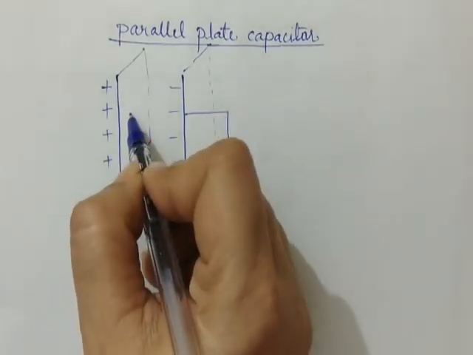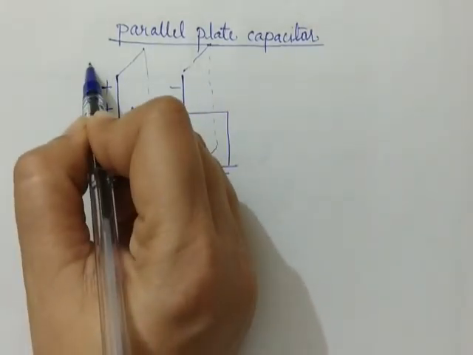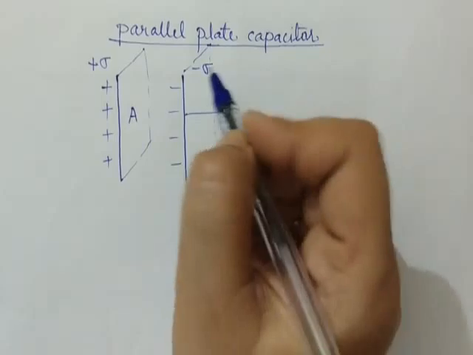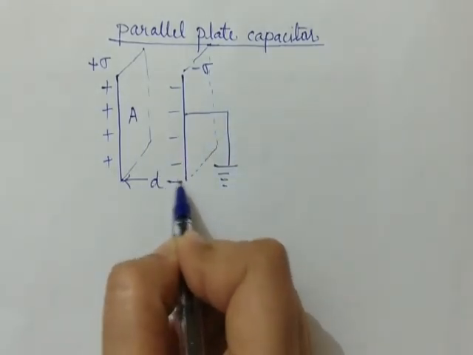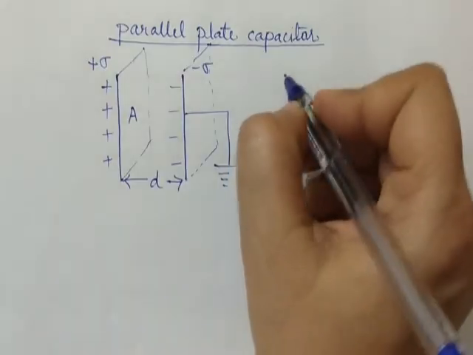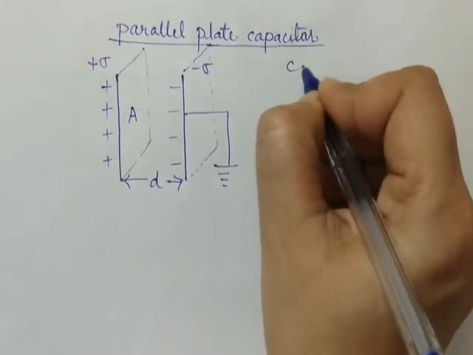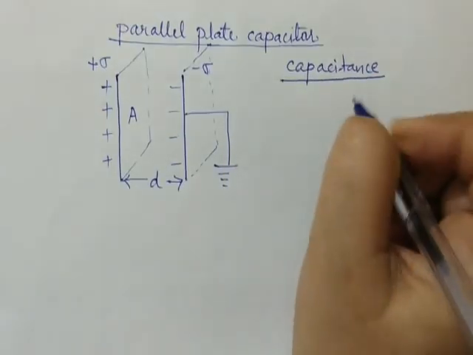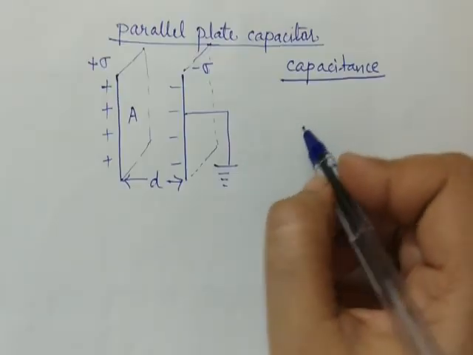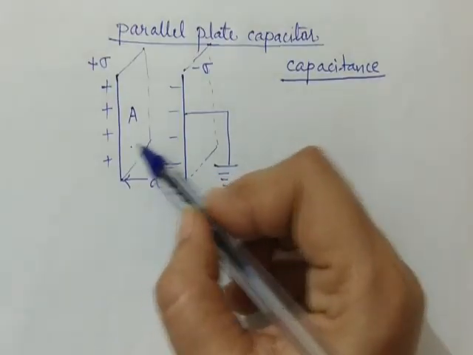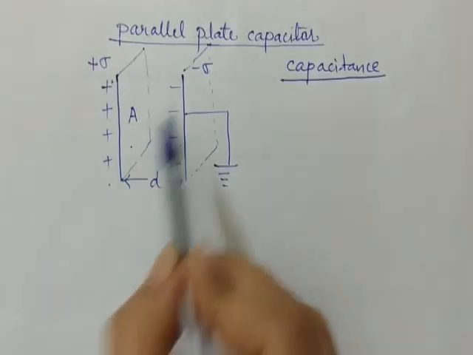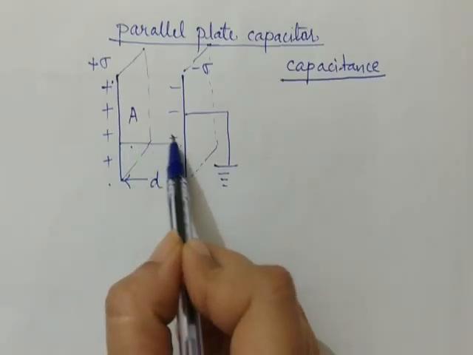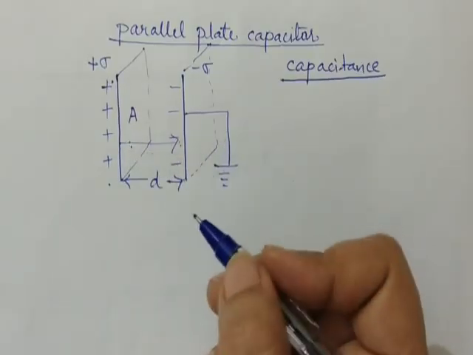Suppose the area of a plate is A, the surface charge density of the first plate is plus sigma, and the surface charge density of the second plate is minus sigma. The distance between these two plates is d. Now we have to derive an expression for the capacitance of the capacitor. We start with the electric field between these two plates. Here there is positive charge, here there is negative charge, so obviously the electric field lines will be directed from positive to negative charge.